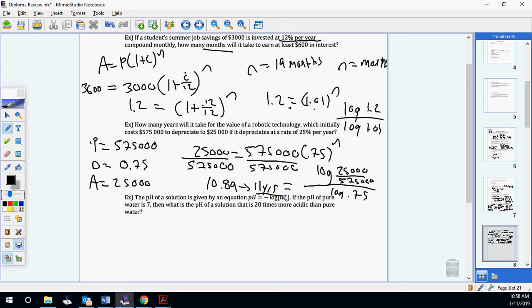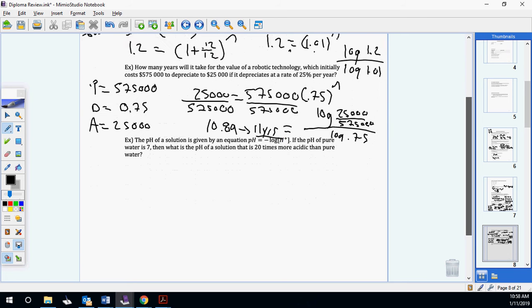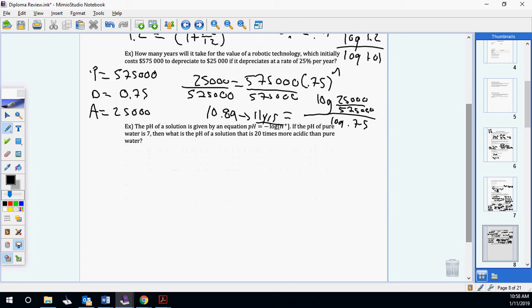Okay, last one. All right, pH problem. The pH of a solution is given by the equation pH equals negative log of H plus, or whatever. If the pH of pure water is 7, then what's the pH of a solution that is 20 times more acidic than pure water?